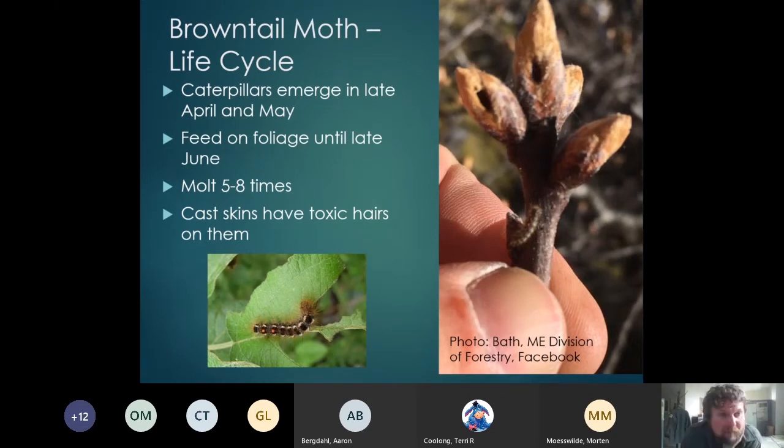So from mid to late April, they're going to start feeding on the foliage, and they'll feed until late June or early July. Like I said before, they're going to molt 5 to 8 times during that period of time. Each time the caterpillar sheds its skin to grow larger, those cast skins will have toxic hairs on them. So caterpillars have toxic hairs, the shed skins have toxic hairs, and the cocoons have toxic hairs, which is the next slide.